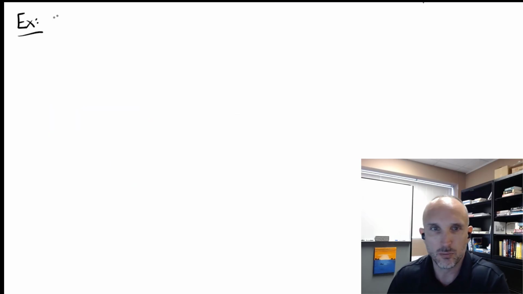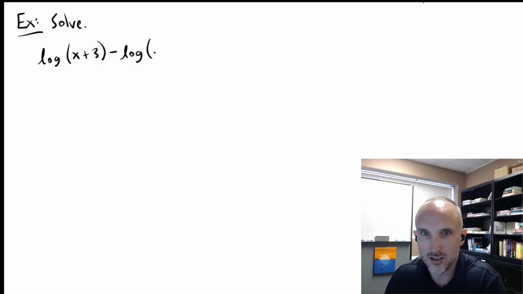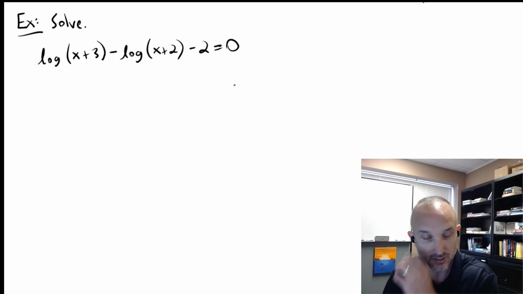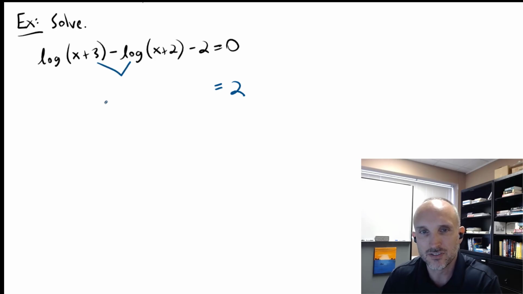Let's try another one with multiple logs. How about log of x plus 3 minus log of x plus 2 minus 2 equals 0. Now in this case I have multiple logs, but I also have a term that's not a log. And so generally when you get things like that, you want to separate the types of terms. So I'm going to move my 2 over to the right, and I'm going to combine the two logs here on the left into a single log.